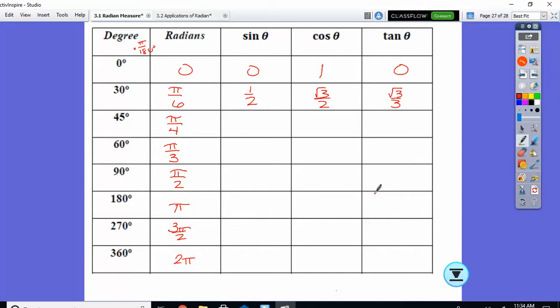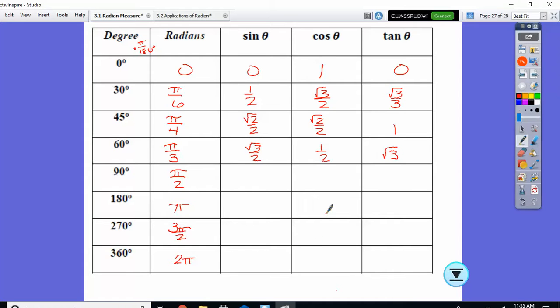45. Sine of 45 would be radical 2 over 2. Cosine 45, radical 2 over 2. Tangent, radical 2 over radical 2 is 1. 60, sine is radical 3 over 2. Cosine radical 1 over 2 is 1/2. Tangent, radical 3 over radical 1 is radical 3.